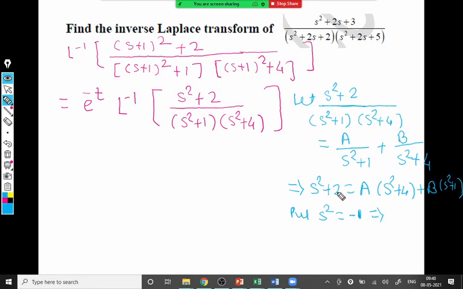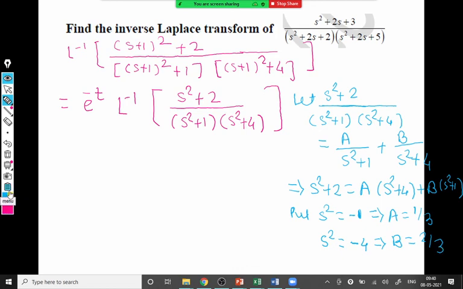Minus 1 plus 2 is 1. You get the value of A as 1 by 3, because we are putting s² as minus 1. So A is 1 by 3. And if you put s² equal to minus 4, we get the value of B. Minus 4 plus 2 is minus 2, and here 2 by 3. So A is 1 by 3, B is 2 by 3.